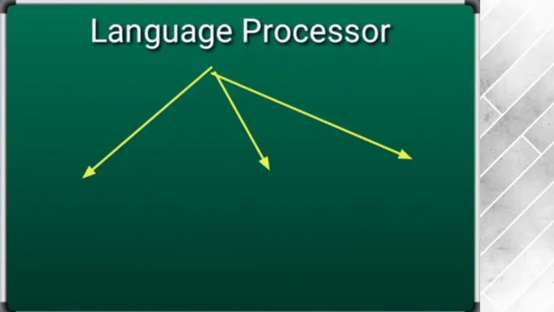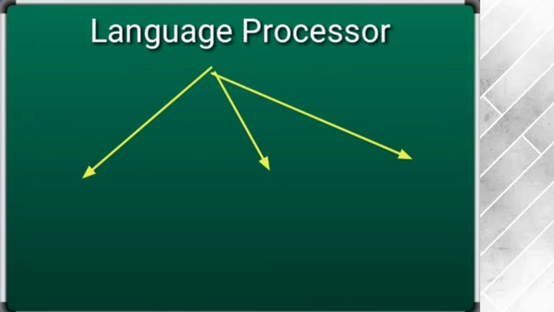Language processor means processing the language. Students, as we know, we understand high level language, or we write the instructions in high level language which is understandable by us. However, the computer only understands binary level language, which is machine level language, 0 and 1. So there are language processors inside the computer system which convert our high level language to machine level language, which is further categorized into three parts.